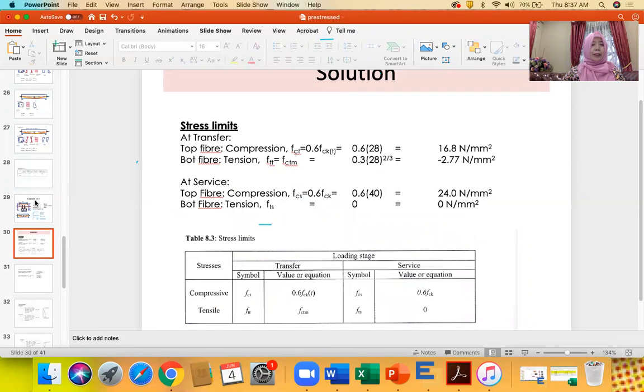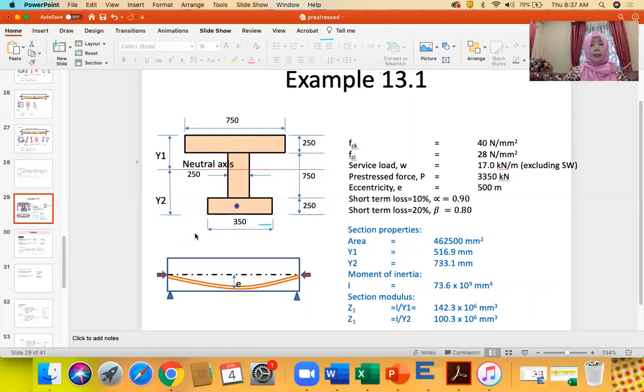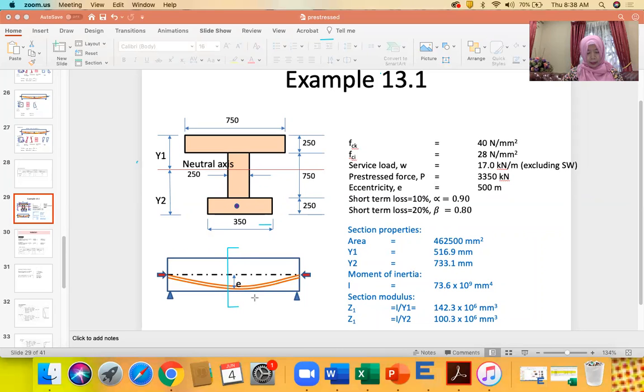Solution. So what is the question actually? The question asks you to determine the stress distribution, the extreme fiber stresses at midspan. What is the stress distribution at the midspan? And also check whether the stresses you obtain are within the allowable values. So we need to find the stress at the top fiber and at the bottom fiber during the transfer and also service, and also check whether it is within the allowable limits.